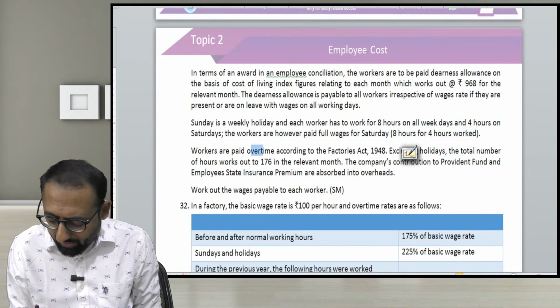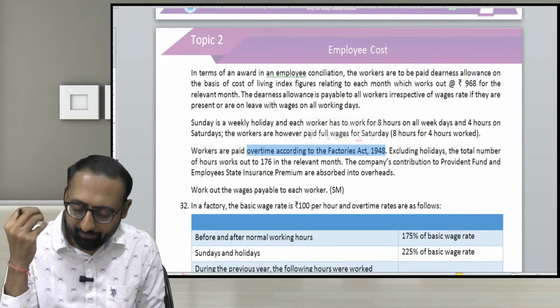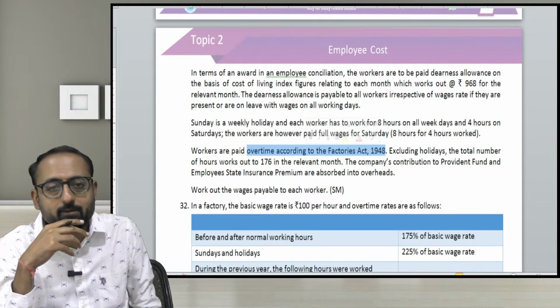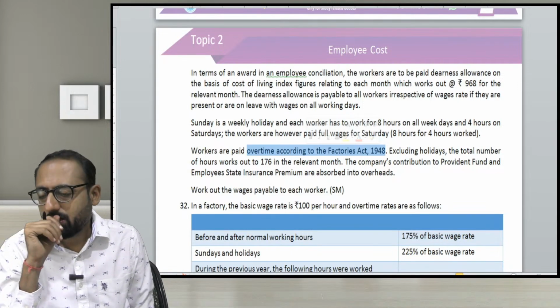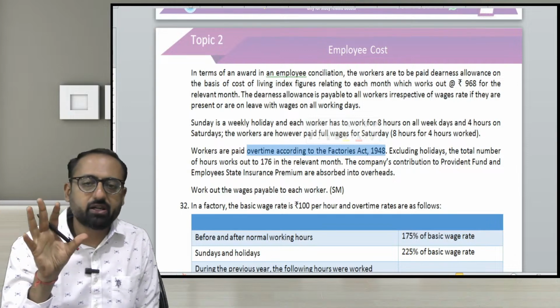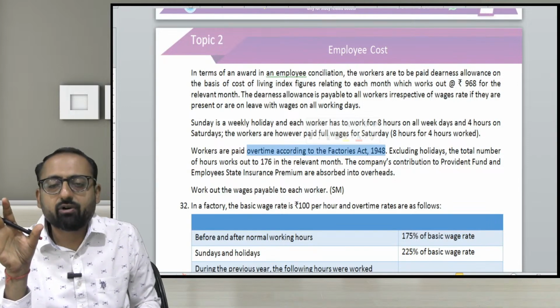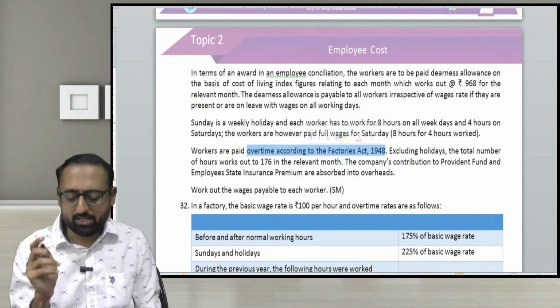Workers are paid overtime according to the Factories Act. Okay, so we have already seen the payment system as per the Factories Act. Now, what is that payment system? It is very simple. As per the Factories Act, if you are working more than 9 hours a day, it will be treated as overtime. And if you are working more than 48 hours a week, it will also be treated as overtime.